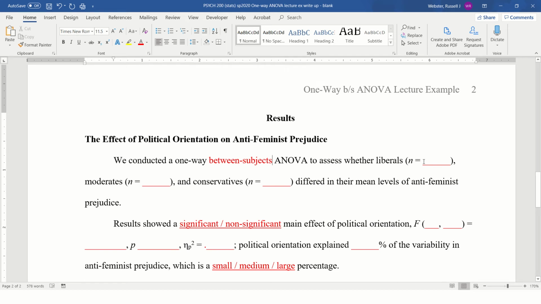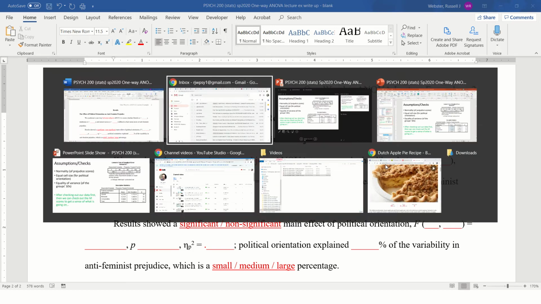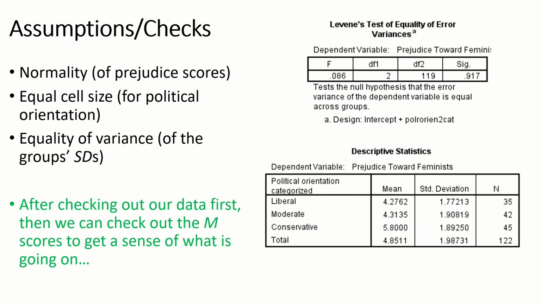And just as we did for the independent sample t-test, we are going to provide the n's, the little n's, for each of our independent groups here, liberals, moderates, and conservatives. So how many liberals, moderates, and conservatives were there in the sample? Well, we'll have to go back to the PowerPoint, to the assumptions and checks slide, where we talked about normality equals cell size, equality of variance, and we examined the means, standard deviations, and n's for each of our independent groups.